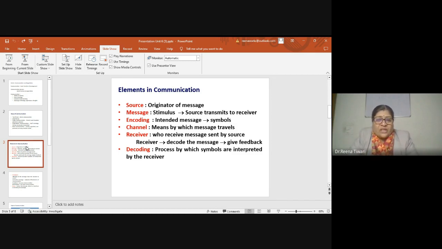In the same way, decoding is another element. It is the process by which symbols are interpreted by the receiver. The notice or the circular, which is sent to the receivers, and the receivers receive it, and then they interpret it. Not everyone's interpretation can be the same. How we receive a notice, how we receive a message.